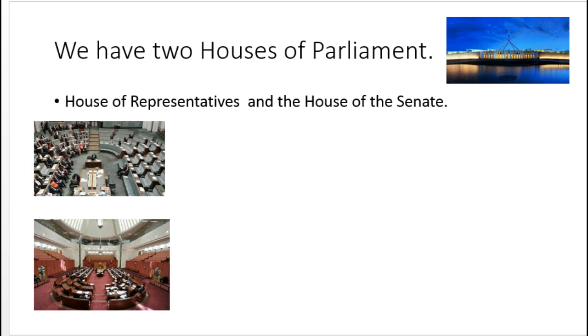Next, we have 2 houses of parliament. This is interesting because, if you can see the pictures here, this is what the houses of parliament look like down in Canberra, and you can see they're set up quite in a similar way. But there's a difference that's very easy to tell, and it's the colour. You can actually see the colours are different. Now it is the green one at the top here that's classed as our House of Representatives.